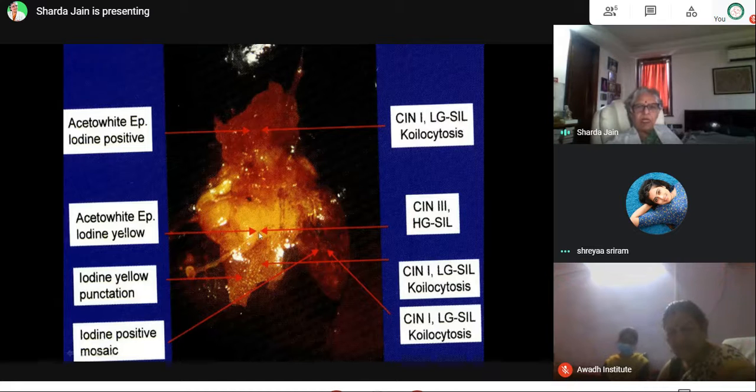I'm repeating this slide again. If you have to take a biopsy, this is a healthy area, dark brown. Do not take the biopsy from here. Take it from the unstained area. If you take it from a less unstained area, you will see a lower grade of lesion. If you take it from the opaque area, not the healthy area, in the same cervix you will see a CIN3 lesion.